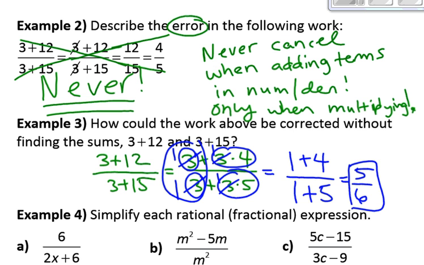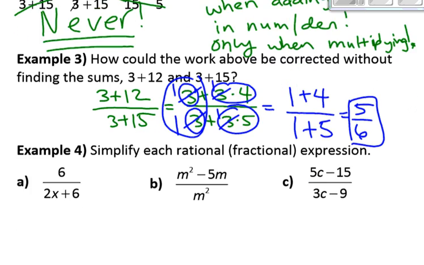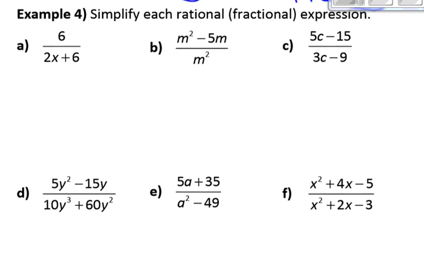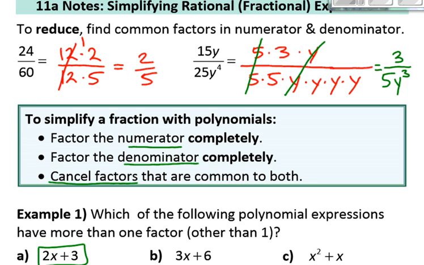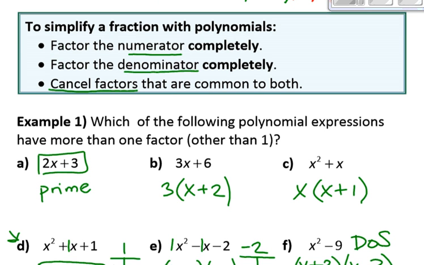Okay, all right, so now, example 4. Now we're just going to get practice with simplifying each expression. So go back to the first page. To simplify a fraction with polynomials, we have to do 3 steps. Factor the numerator completely, factor the denominator completely, and then cancel out common factors.